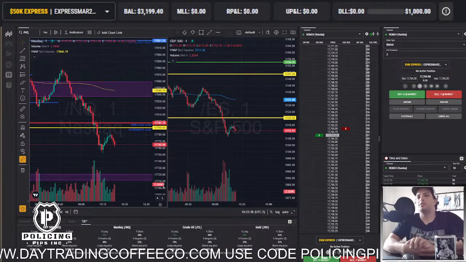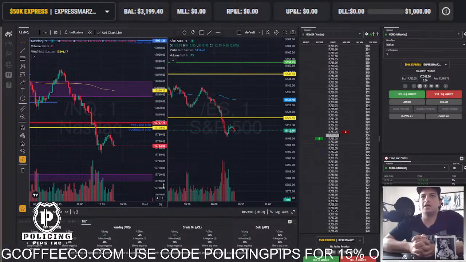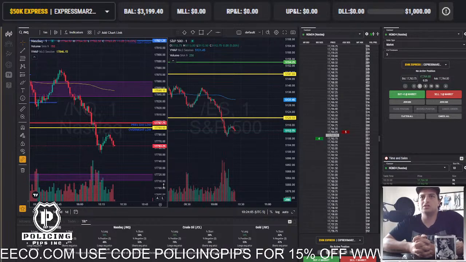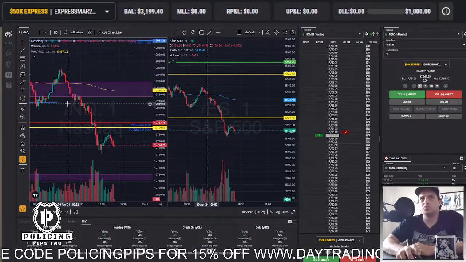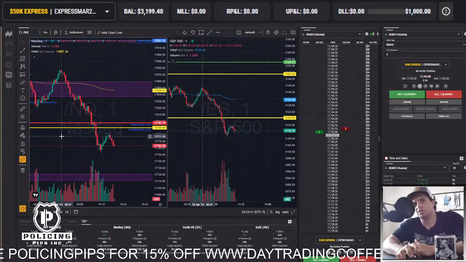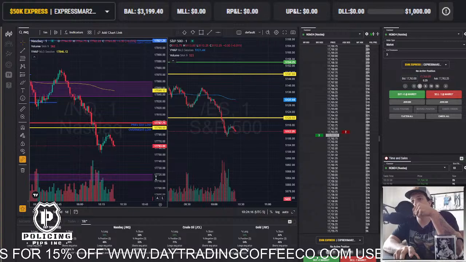Overall, pretty happy with not having clicked any buttons for over 2 hours as far as entering or exiting anything that isn't my A+ setup. Yes, moves happened. Yes, we didn't catch them, but there was nothing here telling me that this wanted to get heavy and flush the way it did. So, I can't enter into something that's not my setup.